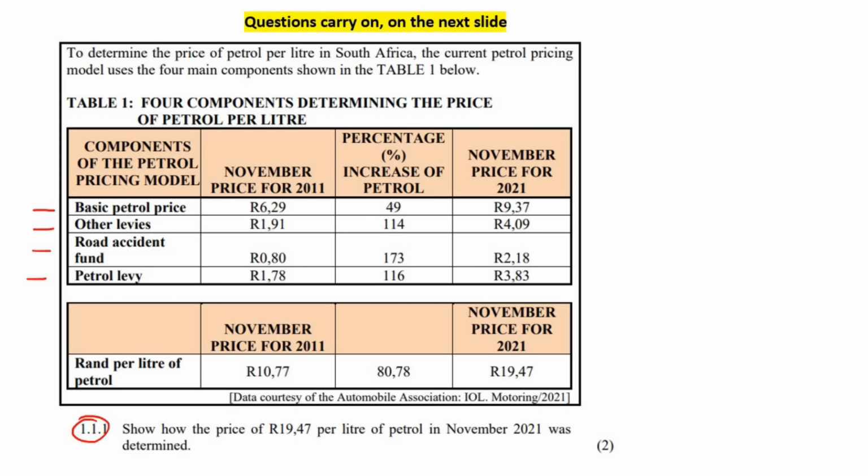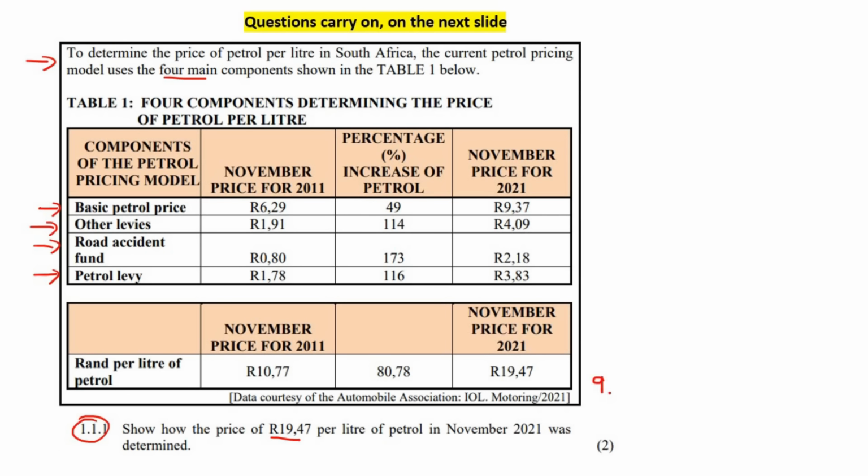So it says, show how the price of 19 Rand 47 per litre of petrol in November 2021 was determined. Okay, so what we would do is we would go to the pricing of November 2021, not 2011, and then they want to know how did they work out 19 Rand and 47 per litre. Well, they told us up at the top here that to determine the price, the current petrol price uses 4 components, and these are the 4 components. So we are just going to have to add these 4 numbers together, and that should give us the 19.47. Let's go see if that does work out.